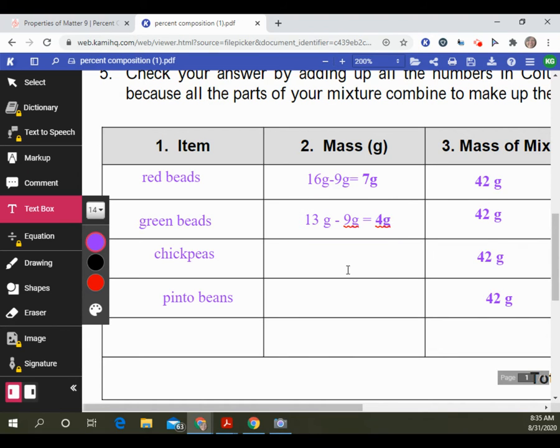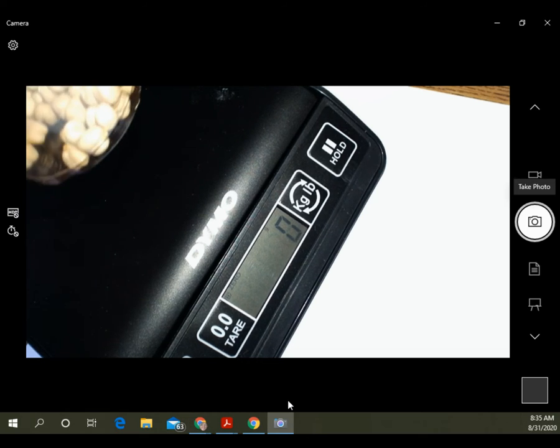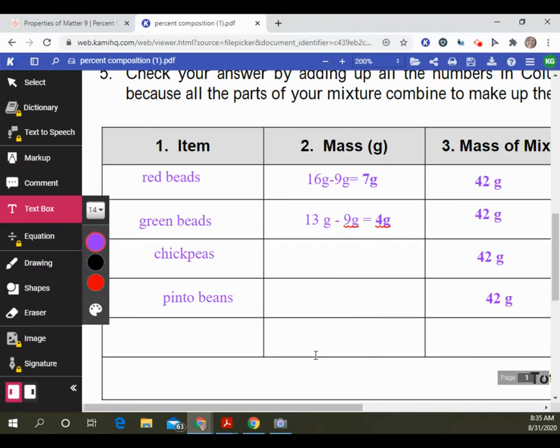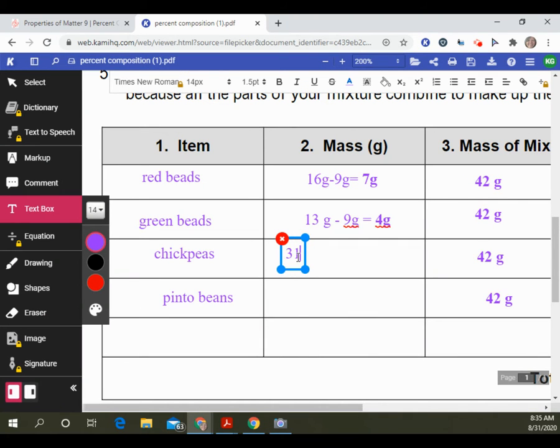Okay. We'll continue. Like I said, this is sort of the tedious part of percent composition, separating it out in real time. But we need chickpeas, so let's go back to our camera. We have 31 grams with the cup and the chickpeas. So we're going to do the same thing that we have done. 31 grams minus 9 grams equals 22 grams.